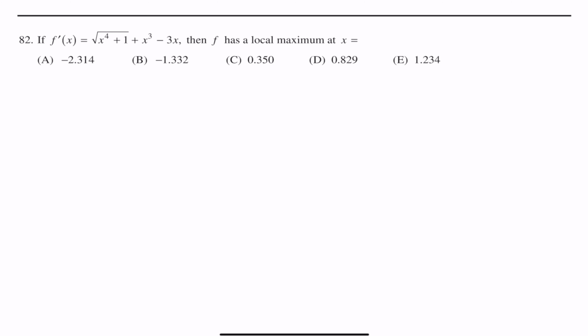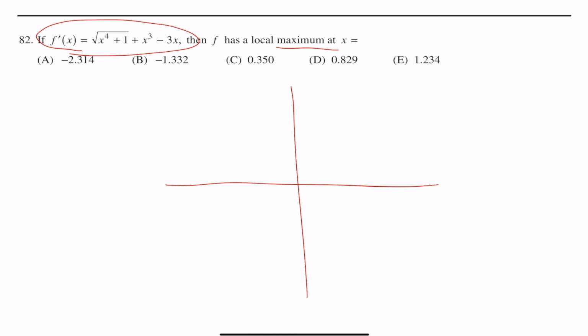Number 82, if f prime is that, then f has a local maximum at x is equal to what, right? So you can just literally punch that into your calculator. And when you do that, I'm going to use my standard coordinate, negative 10 to 10. Your graph is going to look something like this. It's a cubic function that looks something like that, right?